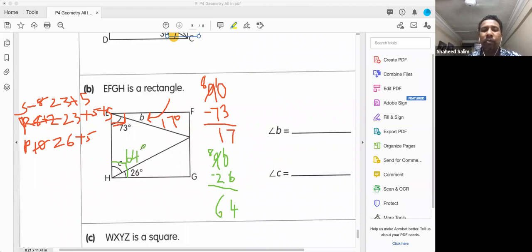But you see, some of you say, I take 90 minus 73 minus 26. No, you cannot do things like that. This one is 90 degrees. 90 minus 73 gives you this. 90 minus 26 gives you this. So let me see. Who got it right? Shafia, you got both right. Razik, you got the next one right.